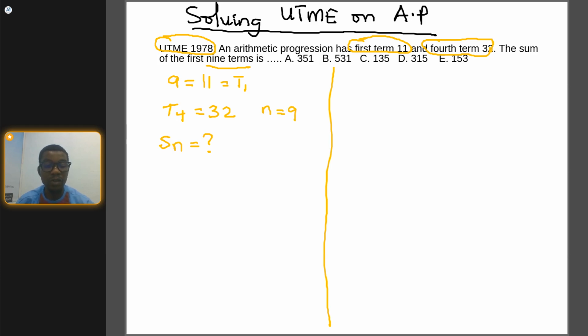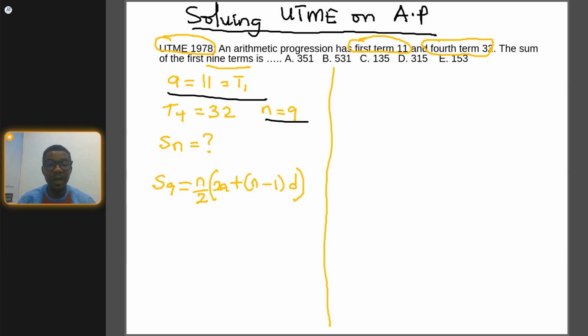So what we want to solve is to get S9. The sum of the first 9 terms is S9. To do that, we need to make use of the formula, which is n over 2, that's the sum, n over 2 open bracket 2a plus open bracket n minus 1 close bracket d, close the bracket. From that, we have been given a already, and we have been given n, but we have not been given the value of d. So without the value of d, we can't solve this question.